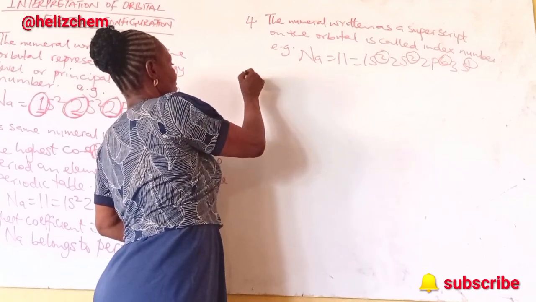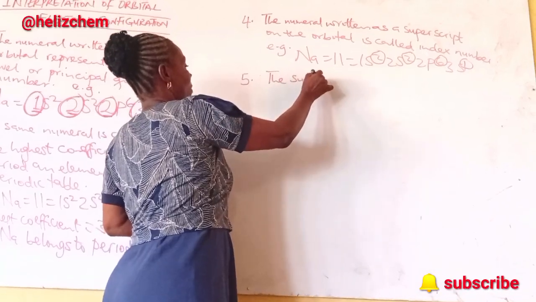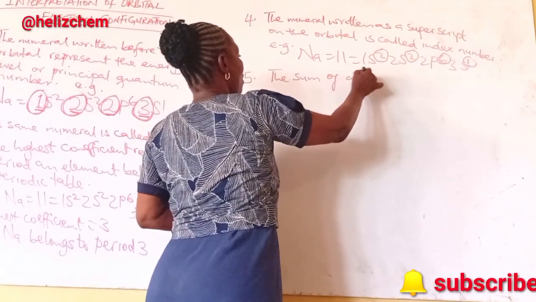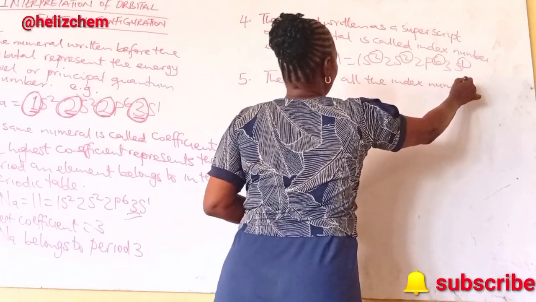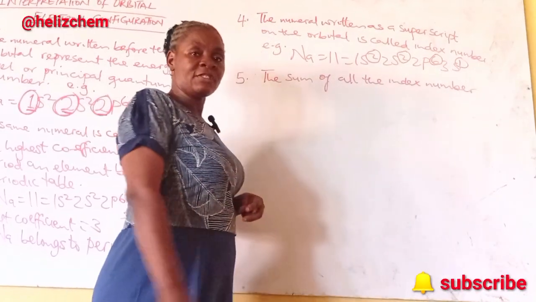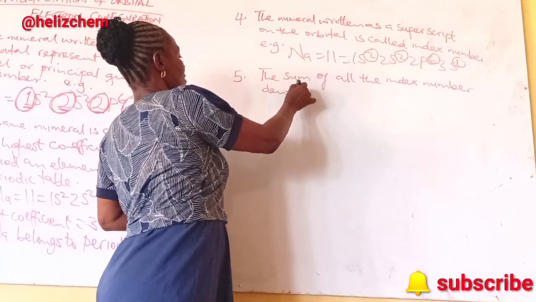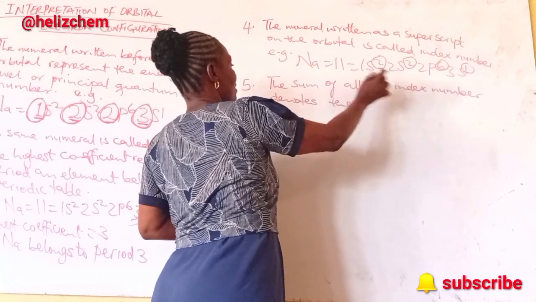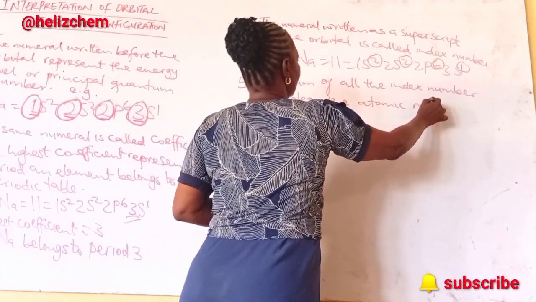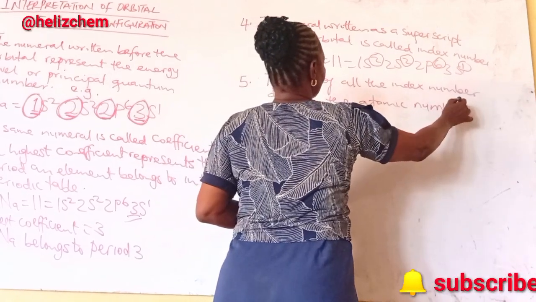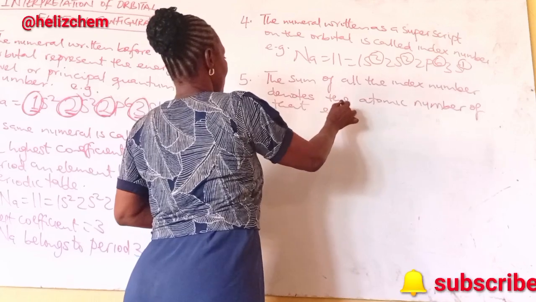Point number 5. The sum of all the index numbers in the electron configuration denotes the atomic number of that element.